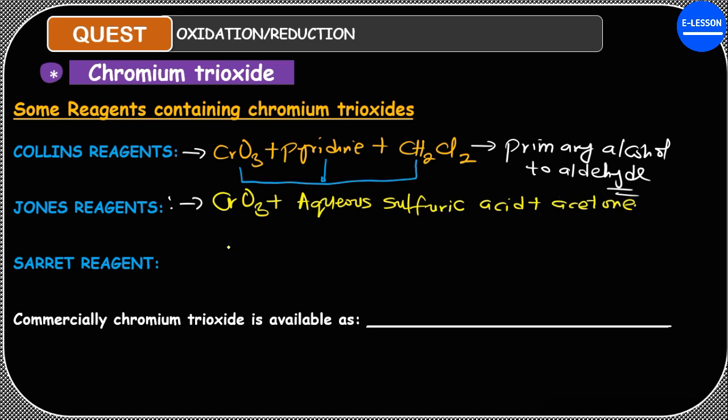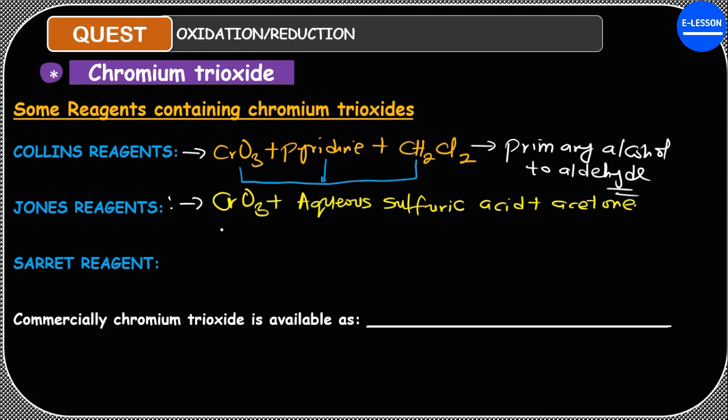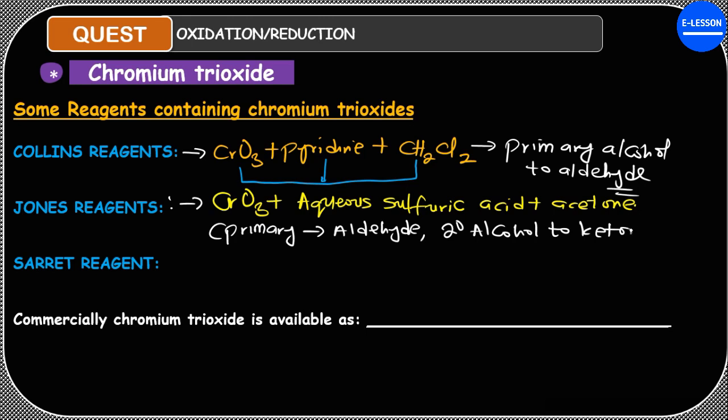Now, what is the function of the Jones reagent? The Jones reagent oxidizes primary alcohol to aldehyde and oxidizes secondary alcohol, which you can call 2-degree alcohols, to ketones. Right? It oxidizes them to ketone.